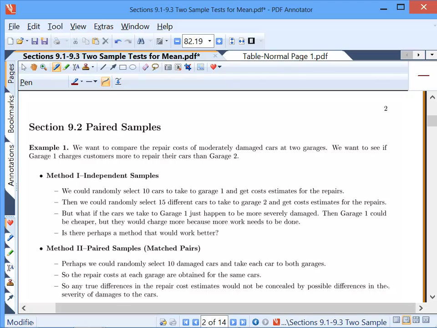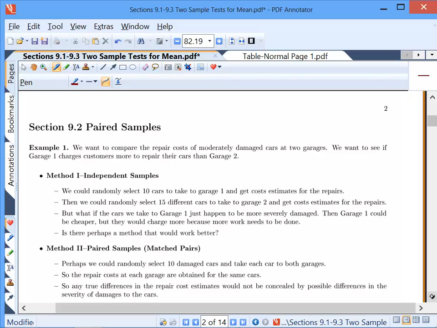But what if, even though I randomly selected them, the cars that I took to garage 1 just happen to be more expensive than the cars that I took to garage 2? Then the repair costs are going to be higher, even though garage 1 might not really charge more than garage 2. Okay, so we need to find a method that might work better.